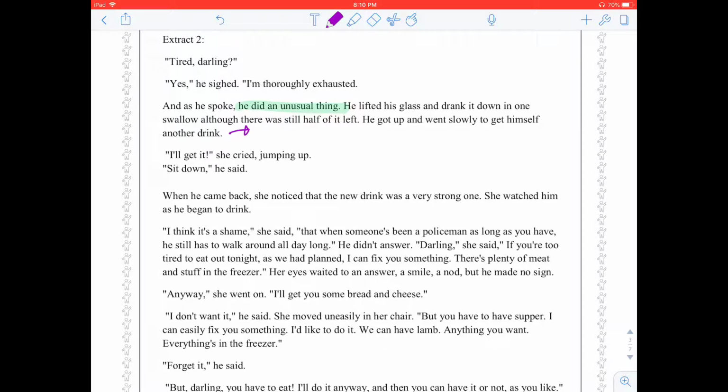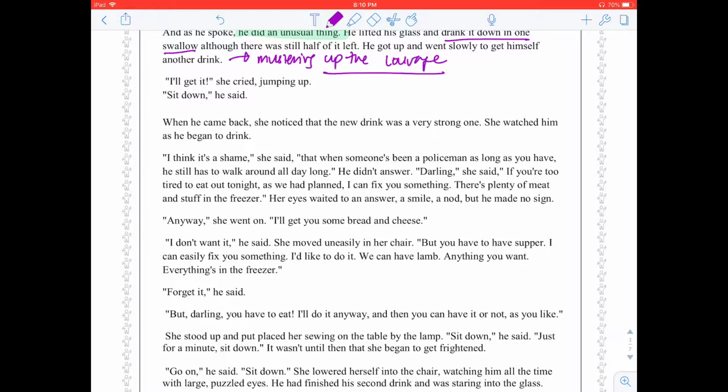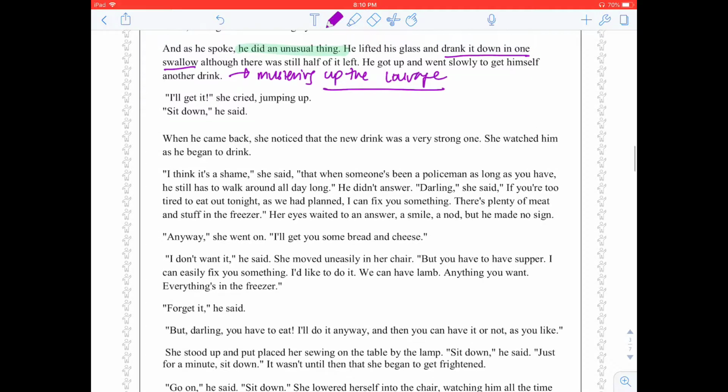For me, the reason why he lifted his glass and drank it down all in one swallow is maybe because he was mustering up the courage to tell her something. Normally when people down alcohol like that, it's usually because they want to muster up the courage. Then look at this. "I'll get it," she cried, jumping up. "Sit down," he said. And this one, mustering up the courage, is also emphasized here.